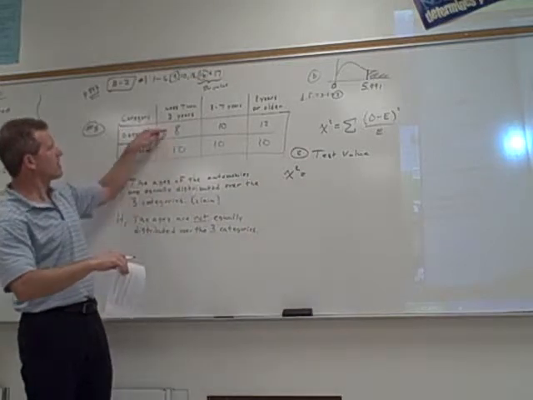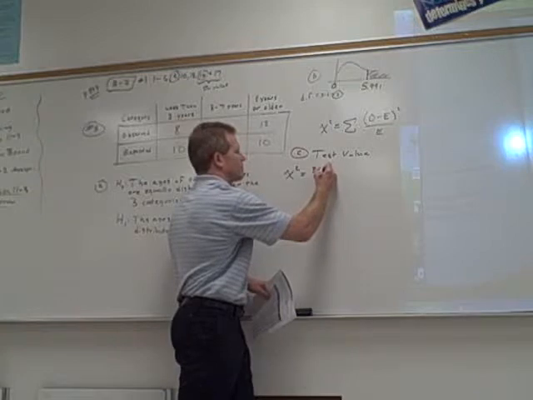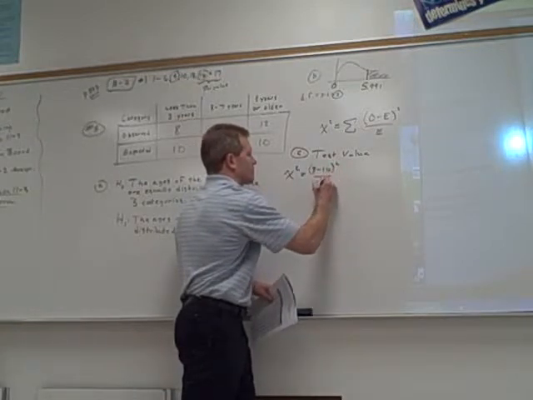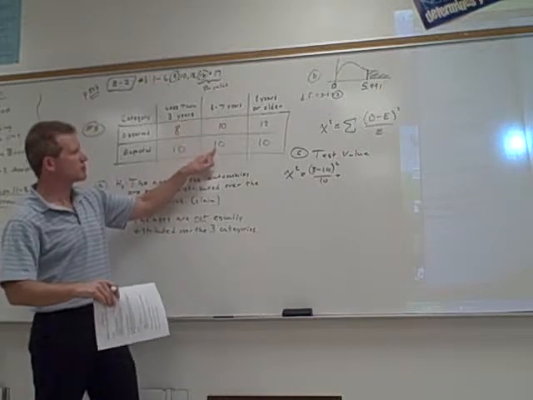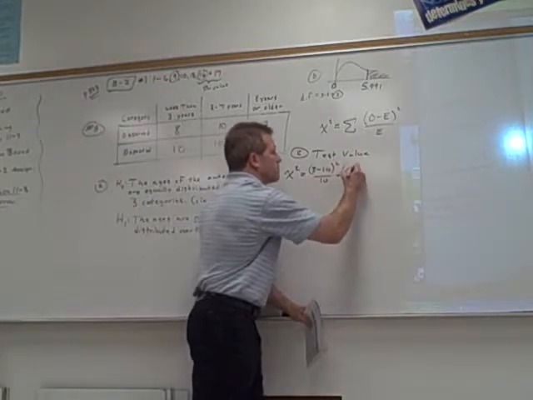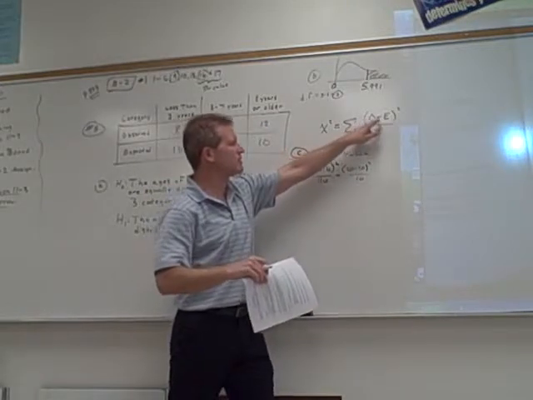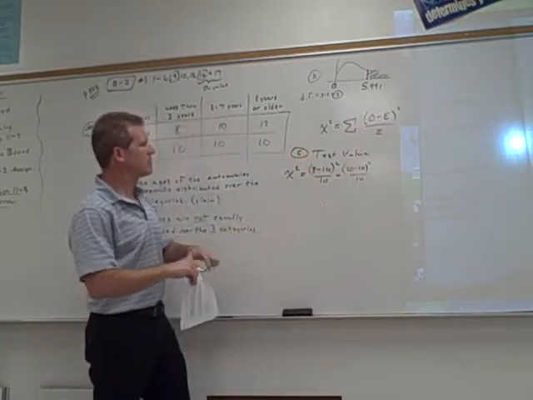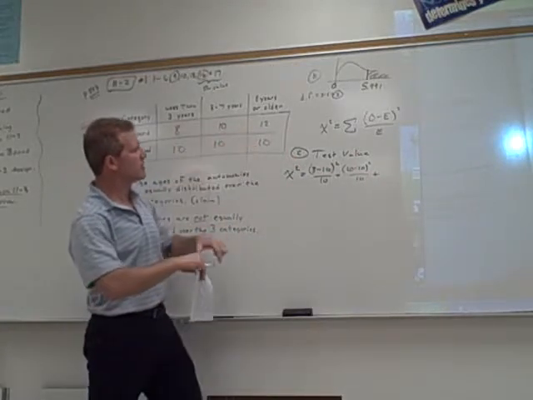Observed minus expected, so 8 minus 10 squared over 10. Plus, because of the summation symbol there, the sigma, 10 minus 10 squared over 10. So again, the O means observed value, the E means expected value. You have to do it with all 3. Yep, you have to do it for all of them. Yep. 12 minus 10 squared over 10.